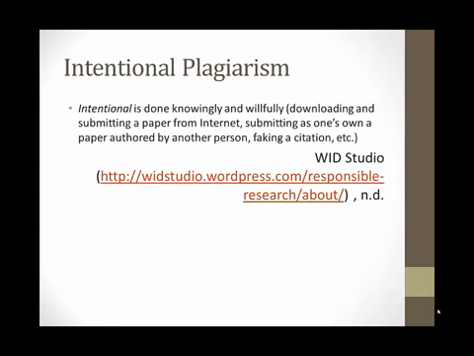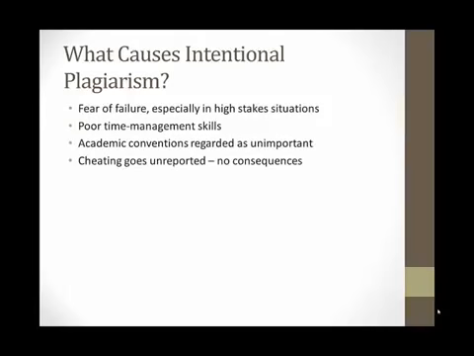There are two types of plagiarism that have been identified in the literature. The two types are intentional and accidental plagiarism. Intentional plagiarism obviously is done knowingly and willfully, and that might include, say, downloading papers from the internet that are for sale and available, asking someone else to write a paper and then submitting it as your own, faking a citation that doesn't exist, or obviously not acknowledging the source of ideas or original material. So what causes intentional plagiarism?